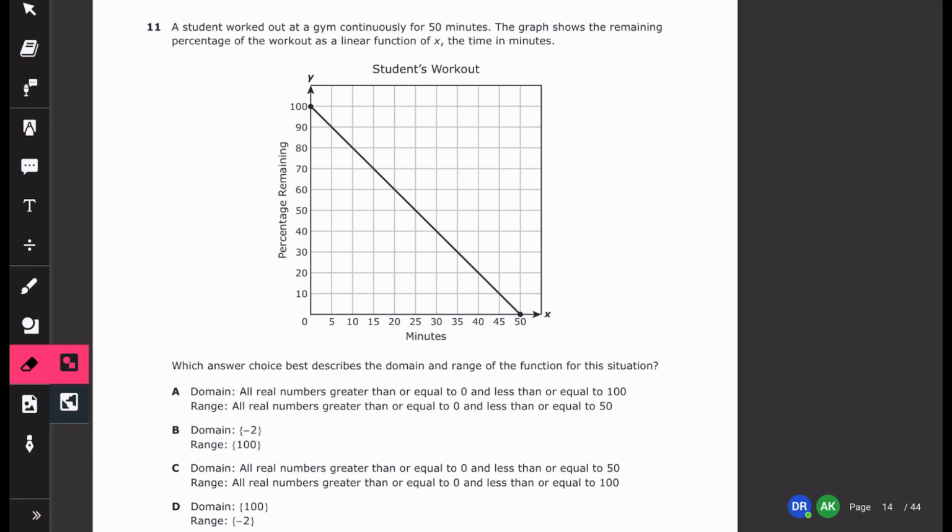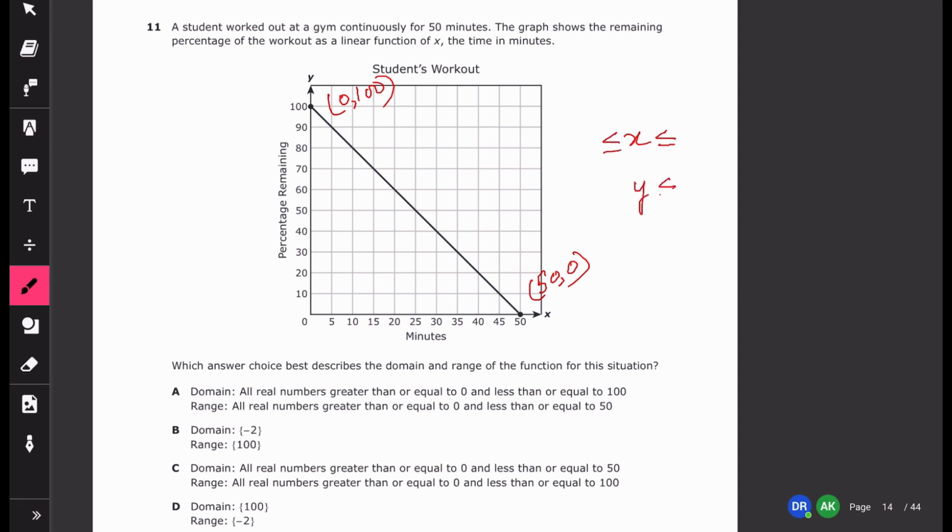Now we have to take what are the points over here. You can see this dark dot. It means that it includes that point also. So here now you are having this point as (50, 0) and this point as (0, 100). So now what will be the range and what will be the domain over here? You can see from this very clearly that x and y values lie between which two values we can see here.